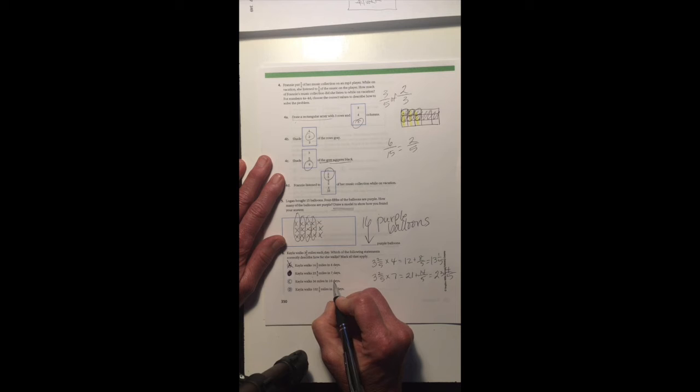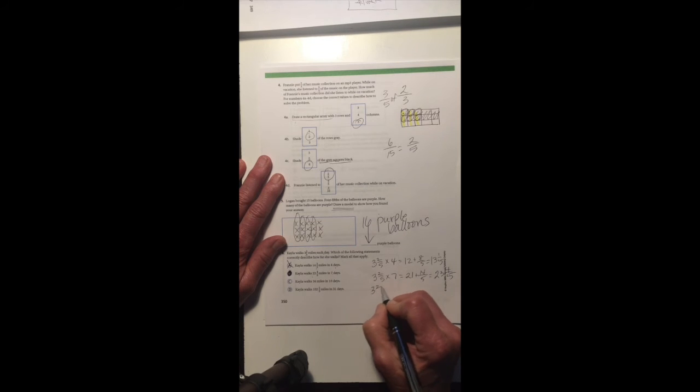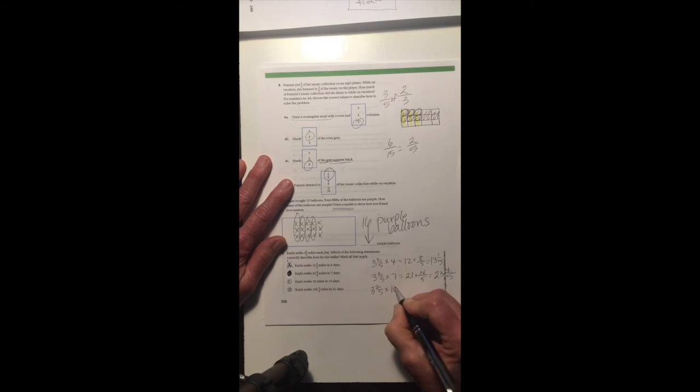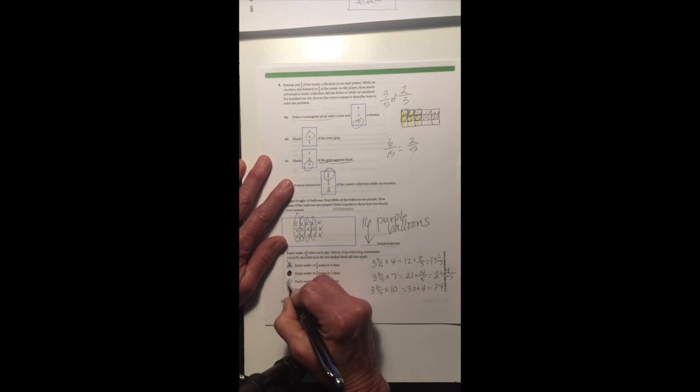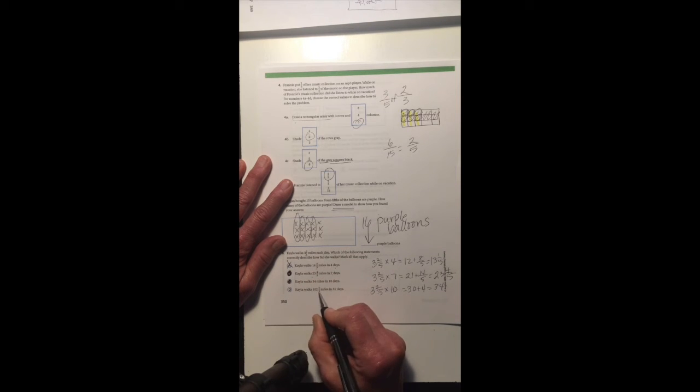10 days, 3 2/5 times 10. I would do the same thing. 3 times 10 is 30. 2/5 times 10 is 20/5, which is 4. 34, that is correct also.